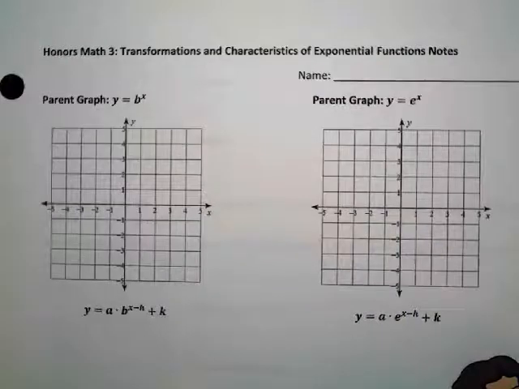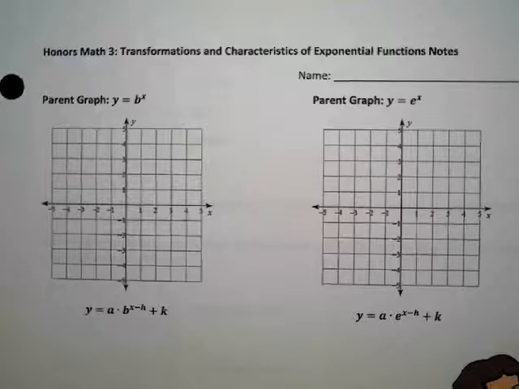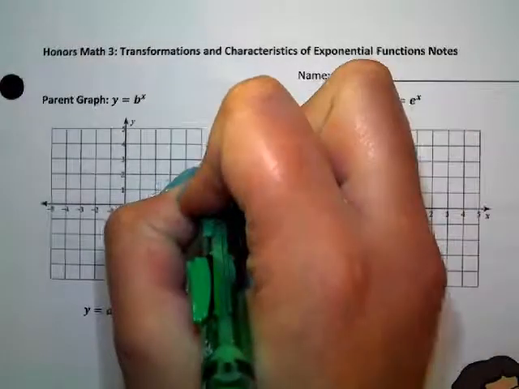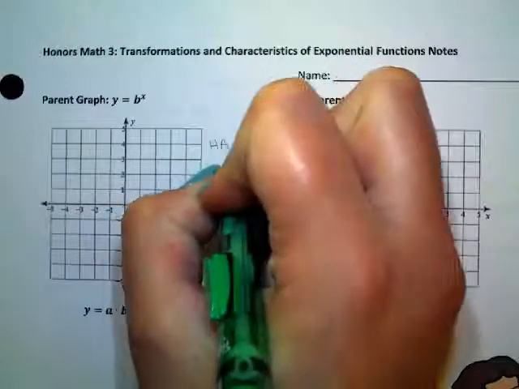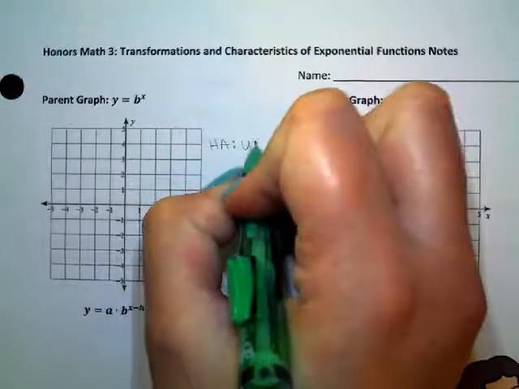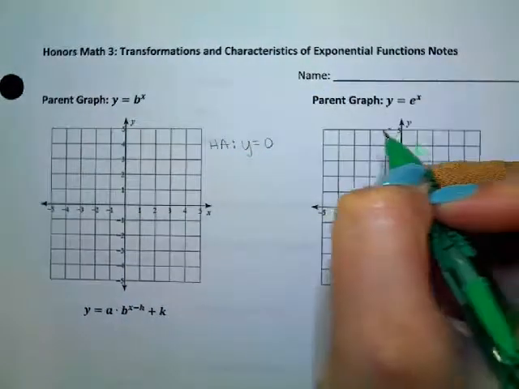Here, instead of having a vertex, this is kind of going to feel like rational functions where we have an asymptote. So here we have the asymptote is a horizontal asymptote. We do not have a vertical asymptote. And for the parent graph, the asymptote is y equals 0.